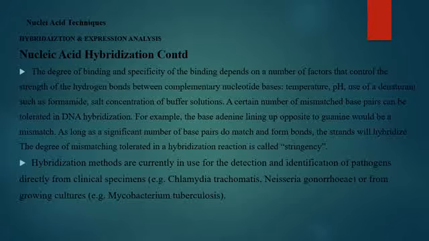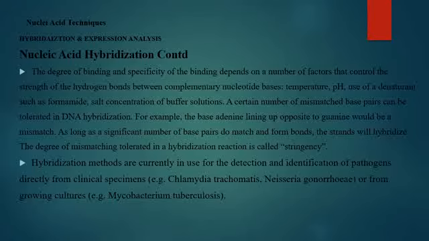Now, the degree of binding and specificity of the binding depends on a number of factors. So the degree to which it's bound and then the specificity of the binding depends on a number of factors, which control the strength of the hydrogen bonds between the complementary nucleotide bases. And this includes the temperature, the pH, the denaturant that was used, such as formamide, and the salt concentration of the buffer solution. So these are key to determine how strong the bond is.